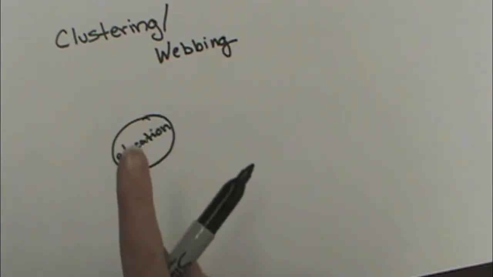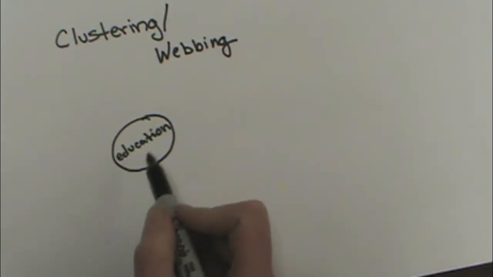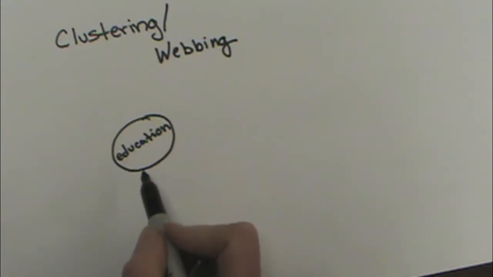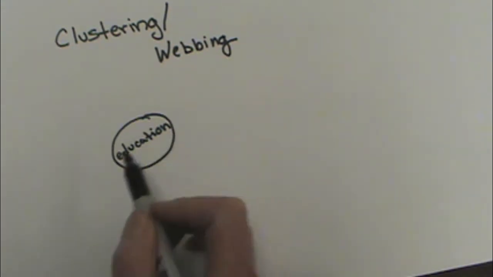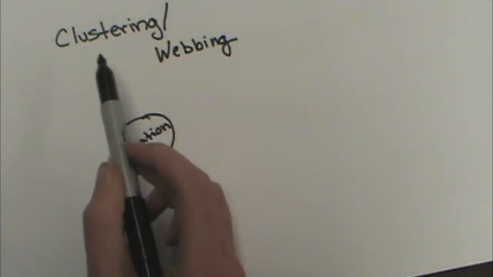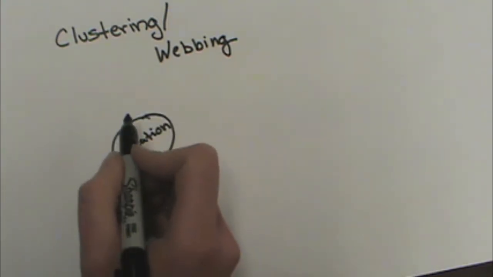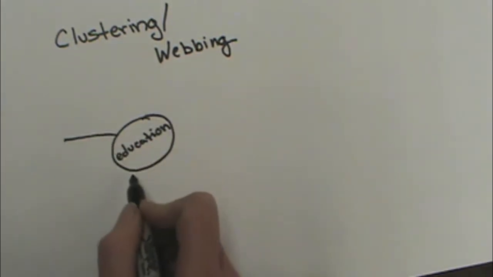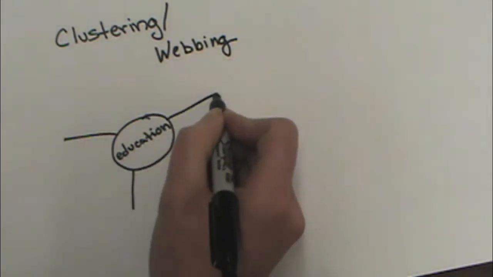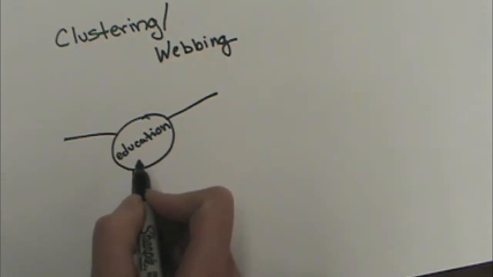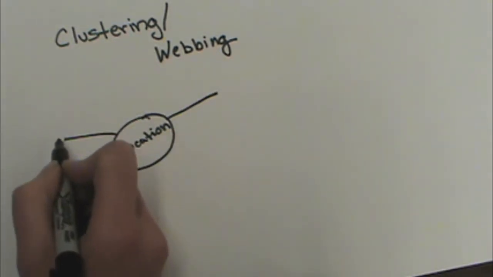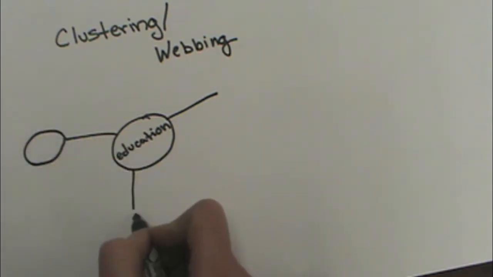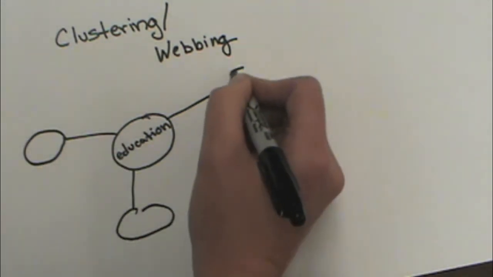topic. So the first thing you need to do is write your topic in the center of a circle, which I have here. So my topic is education. Now, in order to cluster or web this idea, you're going to branch this idea off into smaller topics that are still related to this primary topic of education. So I'm going to start with 3 smaller topics.